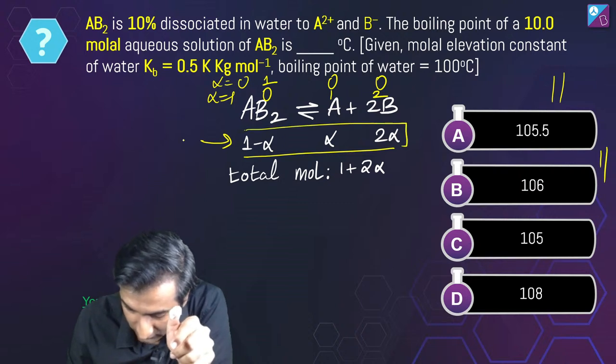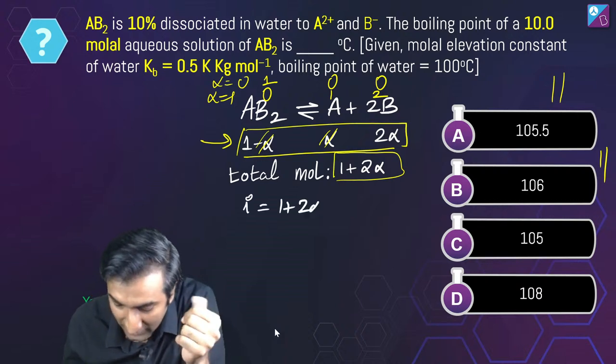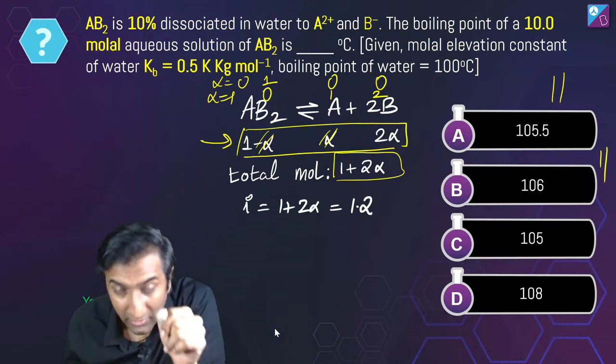Now that this works, I'm sure about this. Then ye cancel ho gaye, aur bache, total moles ho gaye 1 plus 2 alpha. So i is what? i is 1 plus 2 alpha.